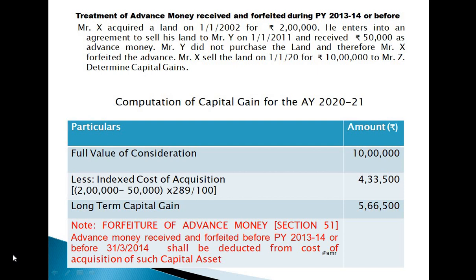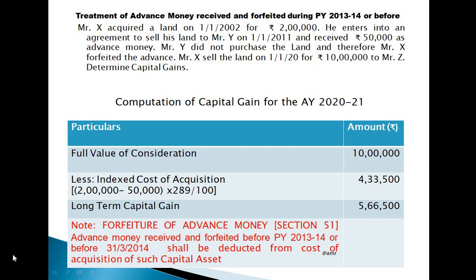Now let us look at the advance money which he has received. First of all, in this problem, before selling the property, Mr. X has agreed to sell the land to Mr. Y, in which Mr. Y has paid rupees 50,000 on 1/10/2011 as advance money. But later on, Mr. Y did not purchase the land and so Mr. X has to forfeit the advance money.